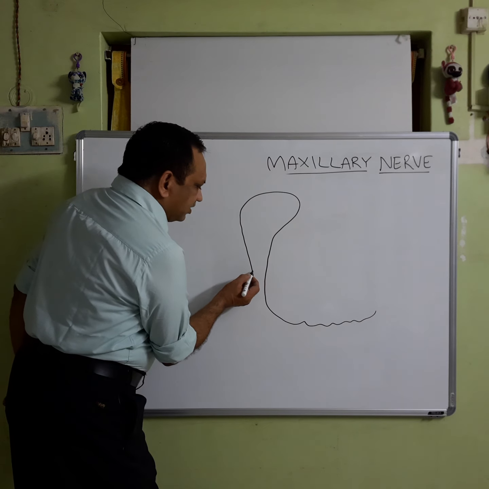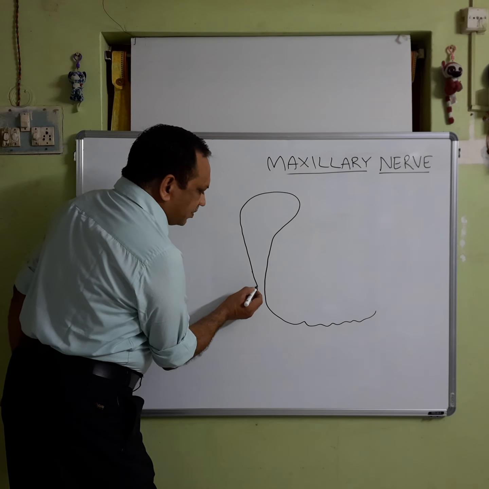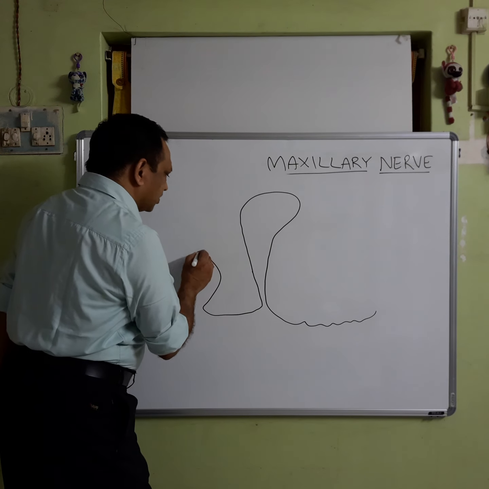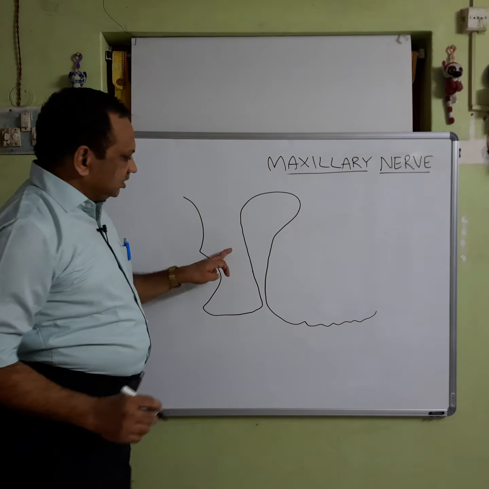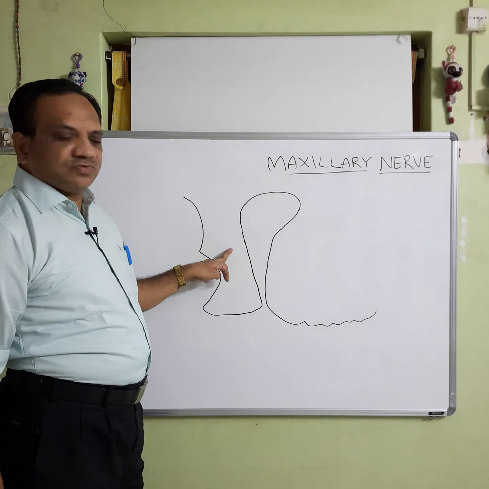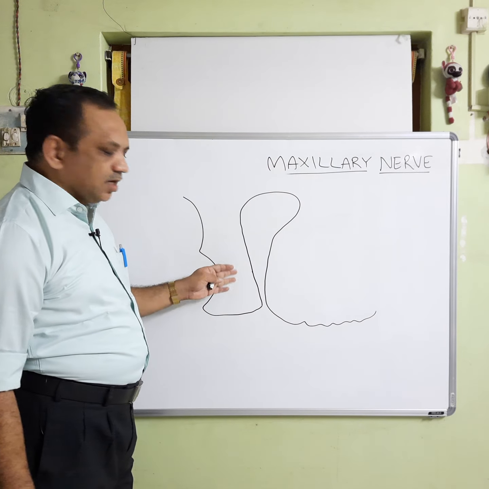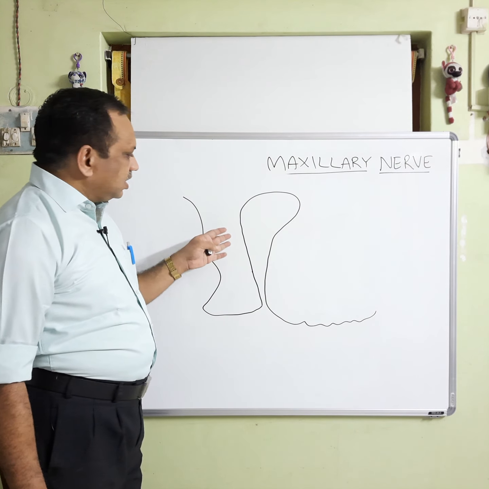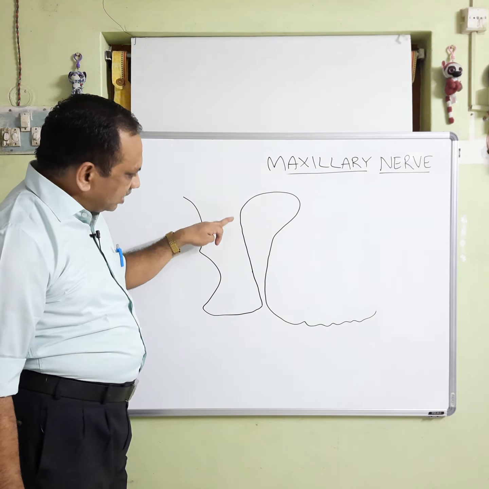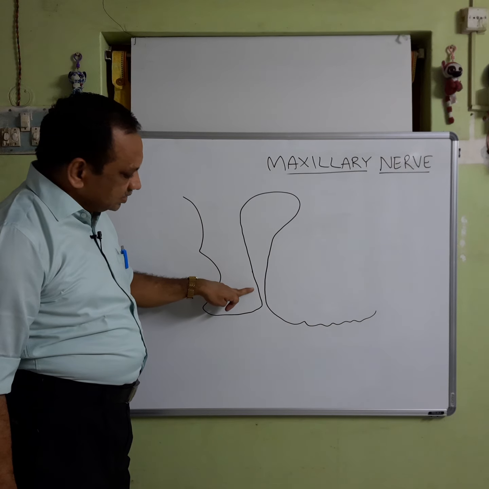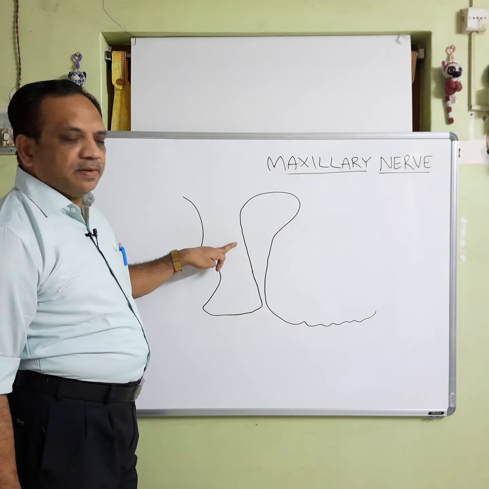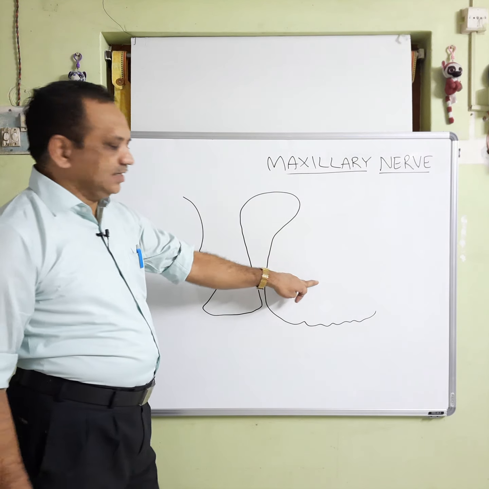The posterior wall is formed by the root of the pterygoid process. This is the lateral pterygoid plate, that is what we are seeing, and the medial pterygoid plate is on the other side. Both the pterygoid plates are attached to the root of the pterygoid process. This is the root of the pterygoid process. This forms the posterior boundary. So, this is the anterior boundary.